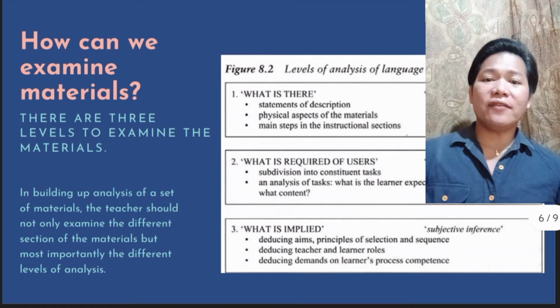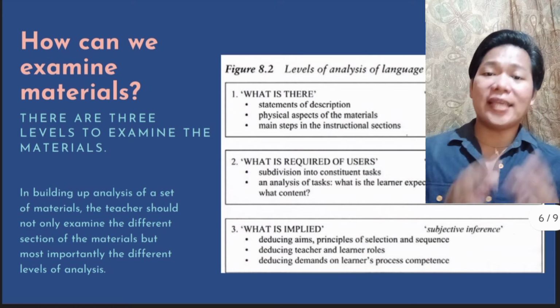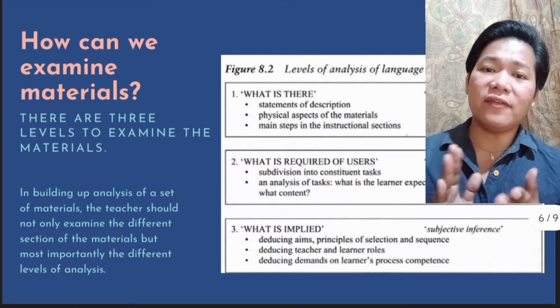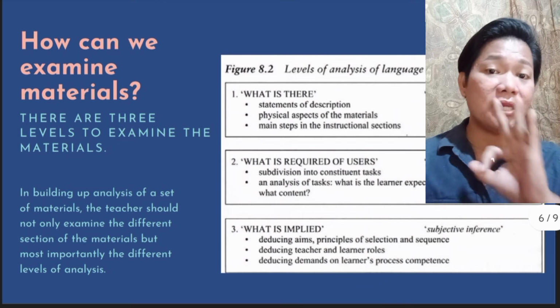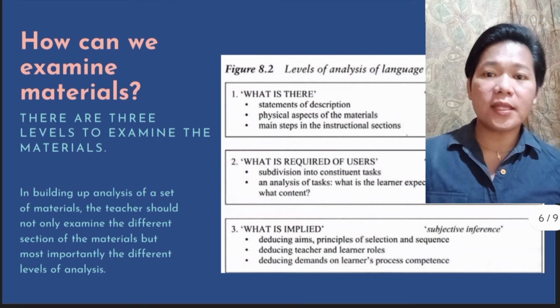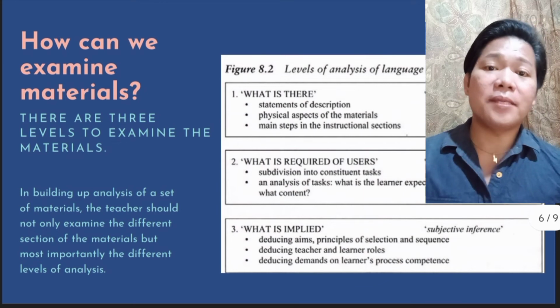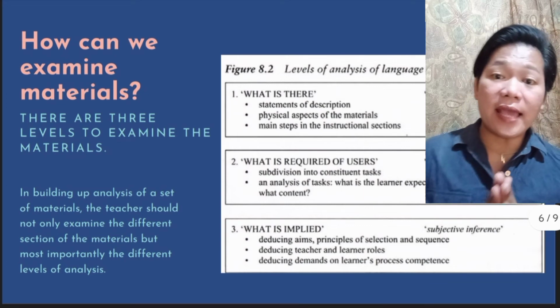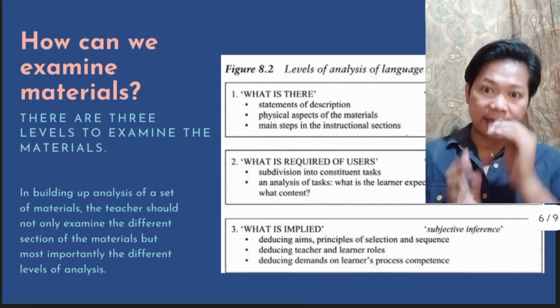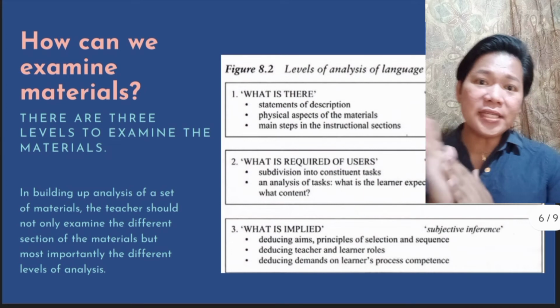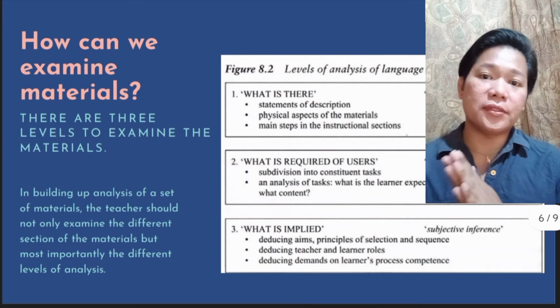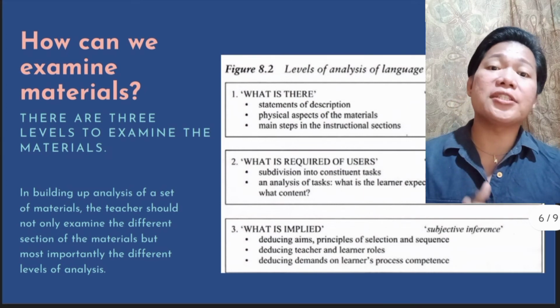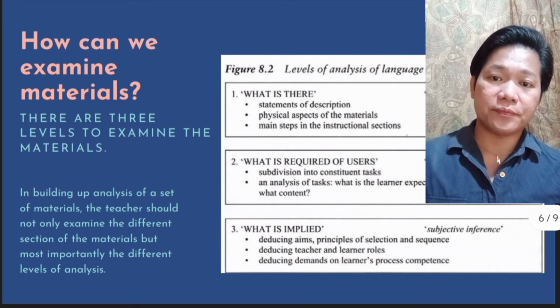So the last level is what is implied. So this level is subdivided into three subsections: the deducing aims, the principle of selection, and the sequence. All right. So deducing teacher and learner's rule. Deducing demands on learner's process competence.